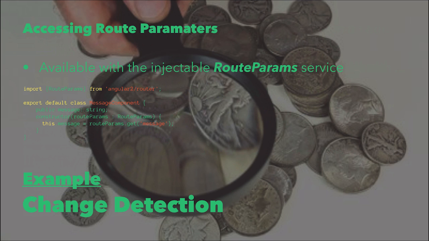And as an example, to show how to access the route parameters. Sorry for the mishap on the slide, but basically you will inject the route params into your component, and then have this.message equals routeParams.get('message'), and this is how you will access the parameters within the component. And then up next is change detection.